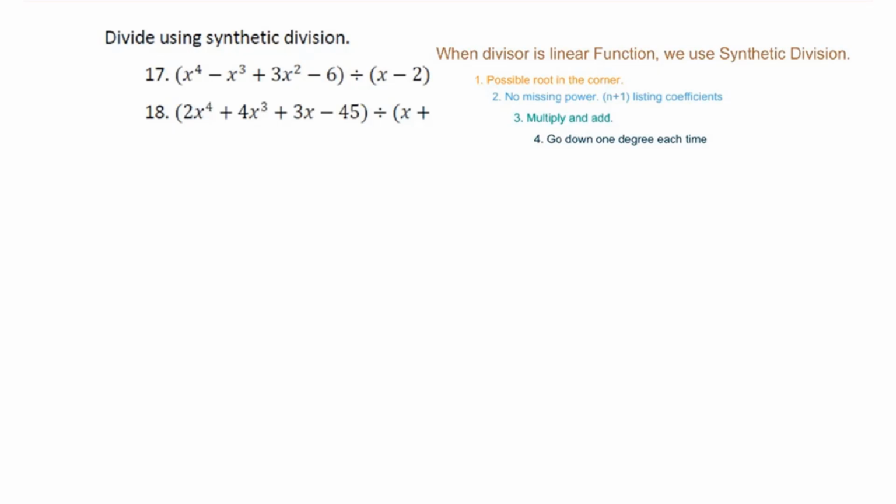For number 17, since the divisor is a linear function, we can use synthetic division. Remember first, root in the corner. That means we will find the root for the divisor x minus 2 equal to 0. X equals 2. That's why I put the 2 in this corner. No missing power. For the polynomial function, we have x to the fourth power, then third power, second power. We need x to the first power, so I put the 0x here.